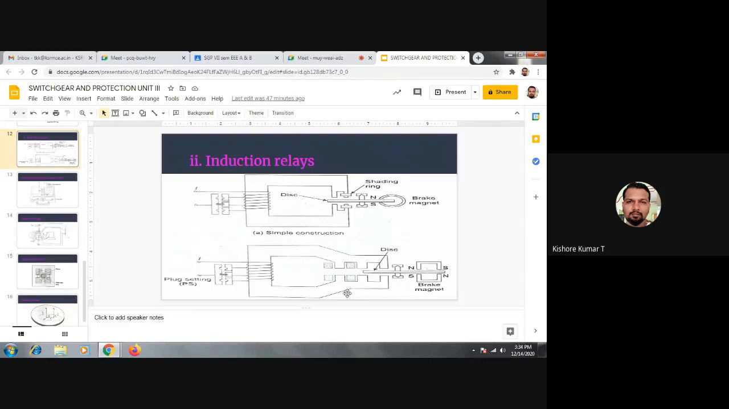And this is for shaded pole induction disk relay. What is the purpose of providing shaded poles?